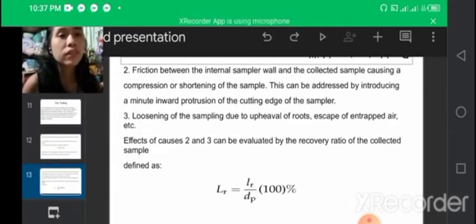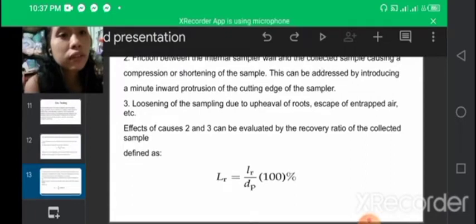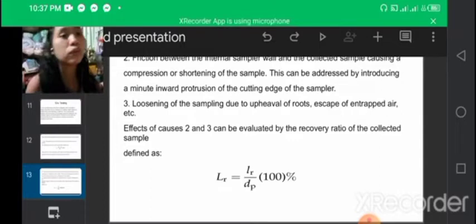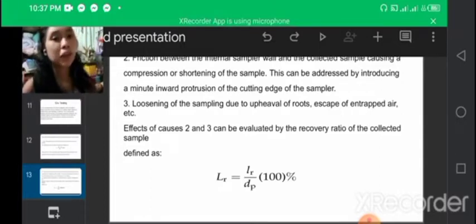Second is friction between the internal sampler wall and the collected sample, causing a compression or shortening of the sample. This can be addressed by introducing a minute inward protrusion of the cutting edge of the sampler. Third one is the loosening of the sample due to upheaval of roots, escape of entrapped air, etc.